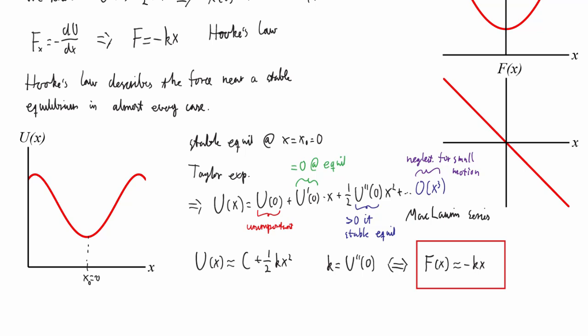and that again is valid because we're making the approximation that x is small. So we have that x is small. That means that x cubed terms, and higher order, can be neglected.